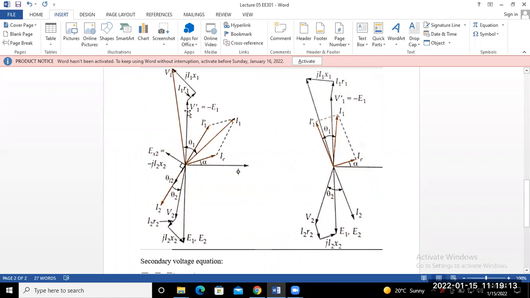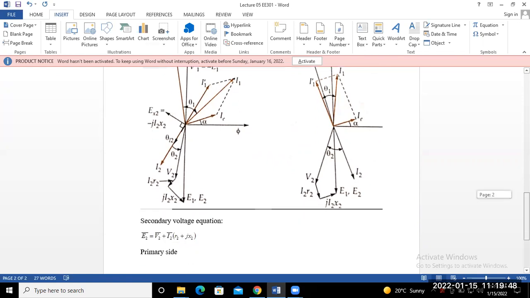You can see from this phasor that this one is your V1 dash plus I1 R1 plus j I1 X1, that is equal to V1. This is the phasor addition. So can we write V1 equal to V1 dash plus I1 R1 plus j I1 X1?